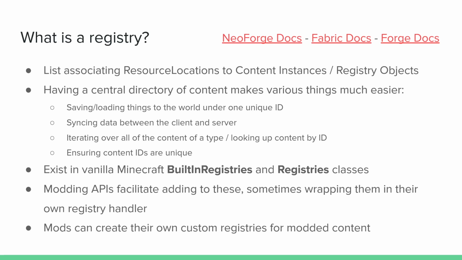Minecraft stores all of its registries in the classes BuiltInRegistries and Registries, so you can look through them there. Those are at least the standard registry APIs. There are some other ones that are a little weird, but those are the standard ones. Modding APIs facilitate your adding to these registries, and sometimes they wrap them in their own APIs and handlers. Mods can also create custom registries. For example, Mekanism has a registry for chemicals, and you can register chemicals there.